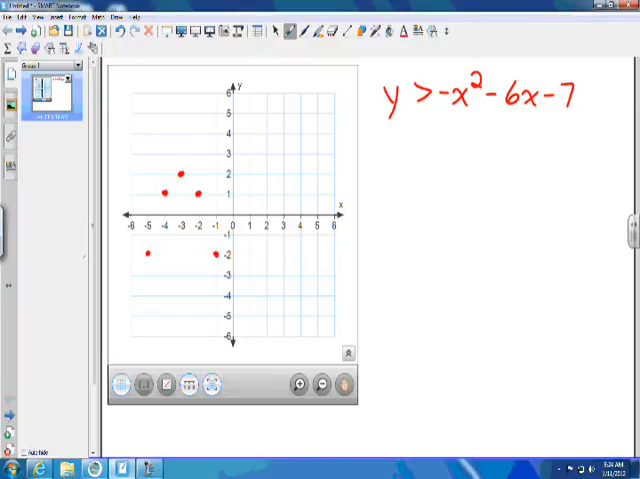Now, the one thing you have to keep in mind, if you go back to your graph screen, is it a dotted or a solid parabola? It's dotted, and it's dotted, remember, because we don't have the equal to sign underneath our greater than. So it is a dotted parabola, and you would need to make sure and show that on your homework graphs.